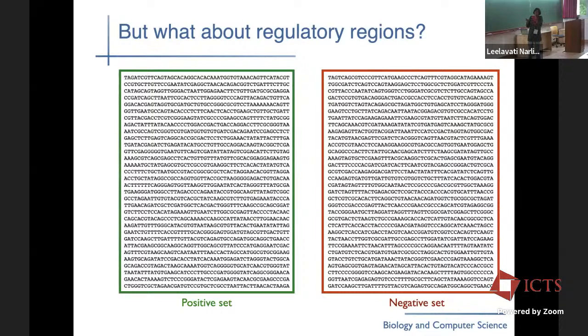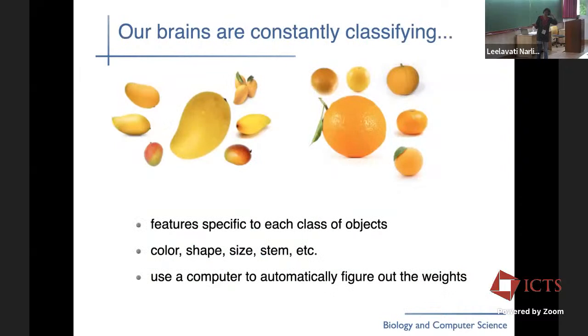So what do we do then? If we have all these regions, positive and negative, we just do what we would now train a computer to do, to act like our brains. The reason we can't do it is because we've not seen enough of them. The reason we can do such problems is because we've seen lots of mangoes and oranges, and we automatically detect features that are associated to each class.